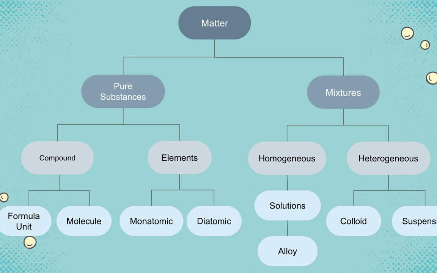Homogeneous mixtures are also called solutions. They can be solids, liquids, or gases. A solid homogeneous solution is called an alloy. And then a heterogeneous solution has two subcategories, a colloid or a suspension.